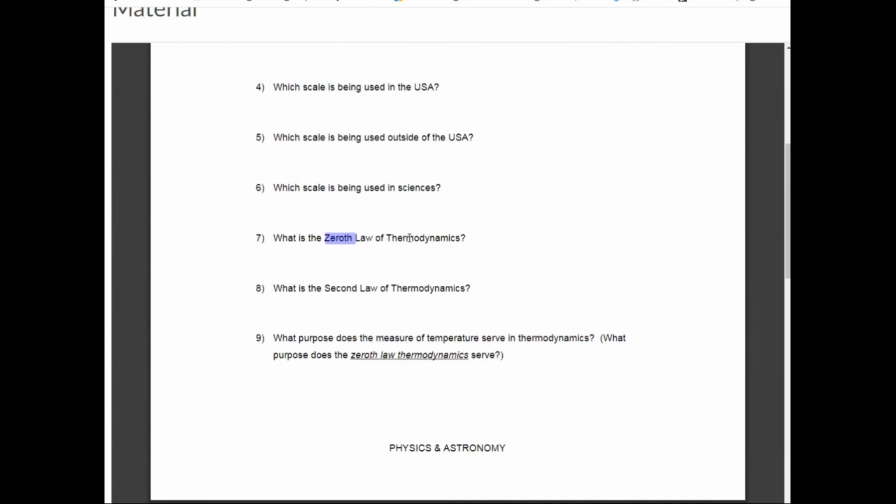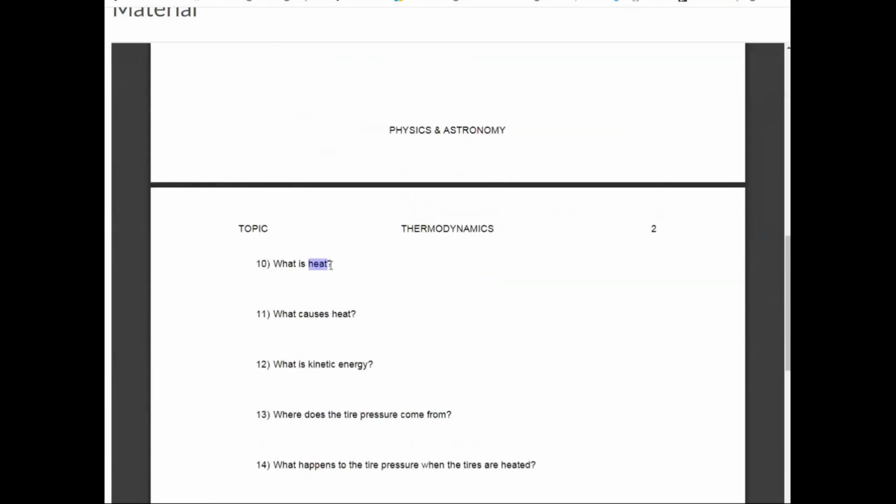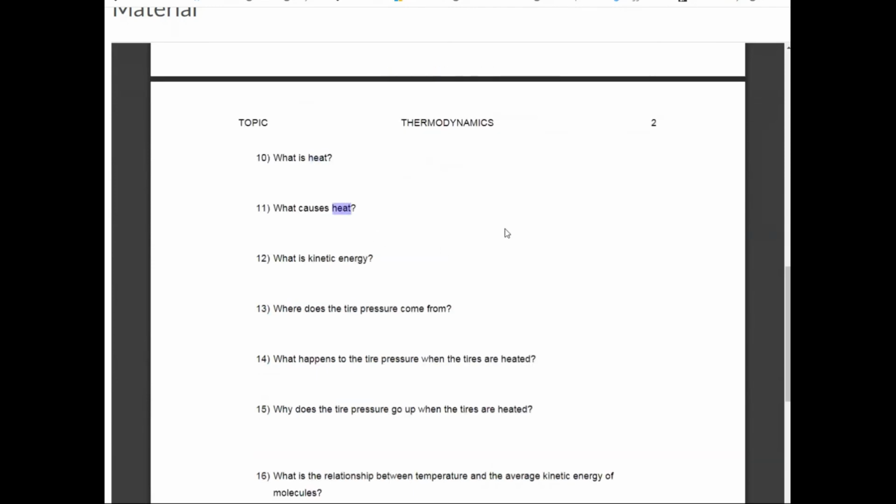And the zeroth law of thermodynamics simply states that two regions are at the same temperature if there's no temperature difference, and there's no heat flow. The second law says if there's a temperature difference, heat is going to flow from hot to cold. The purpose of temperature measurement in thermodynamics is to check to see if there's any temperature difference. If there's a temperature difference, there's heat flow. If there's no temperature difference, there's no heat flow. Heat is a form of energy that flows from hot to cold. What causes heat flow is the temperature difference.